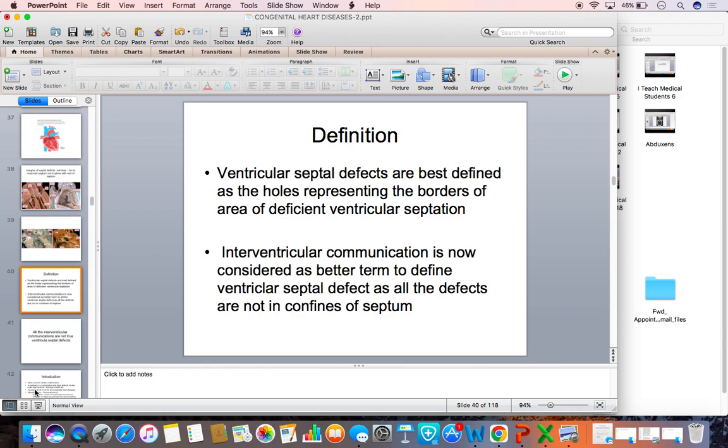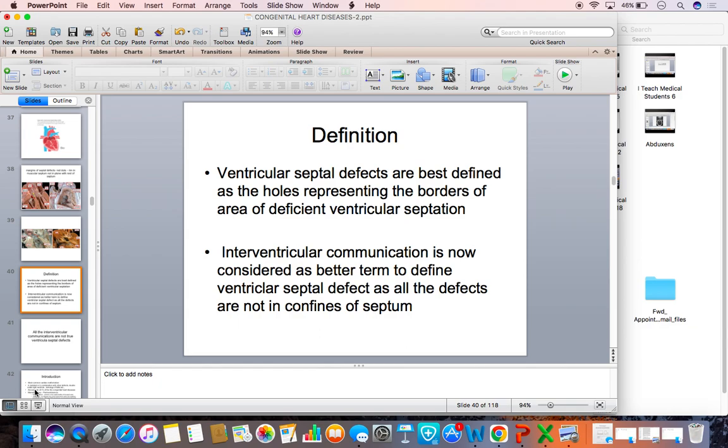Because ventricular septal defect, as it was defined earlier, was a hole marked by borders with deficiency of the ventricular septation. But currently, this definition is being replaced by the term interventricular communication, because all the ventricular septal defects are not in plane with the rest of the ventricular septum. This is the new terminology for the ventricular septal defect, that is, interventricular communication.